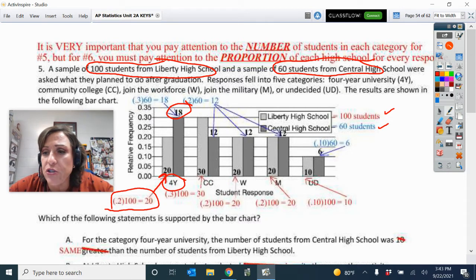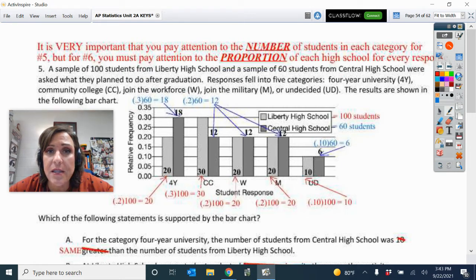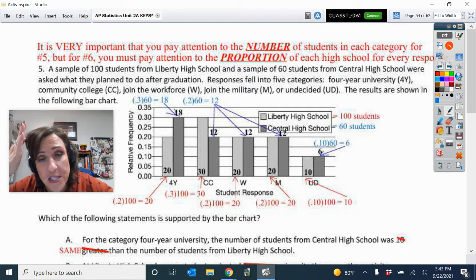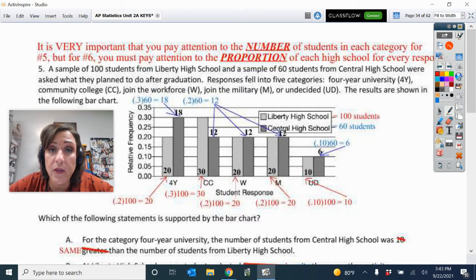So you might ask yourself, why is the bar that contains 20 students shorter than the bar that contains 18 students? Well, that is because it's the percent of the sample from Central High School and the percent of the sample from Liberty High School. Okay?